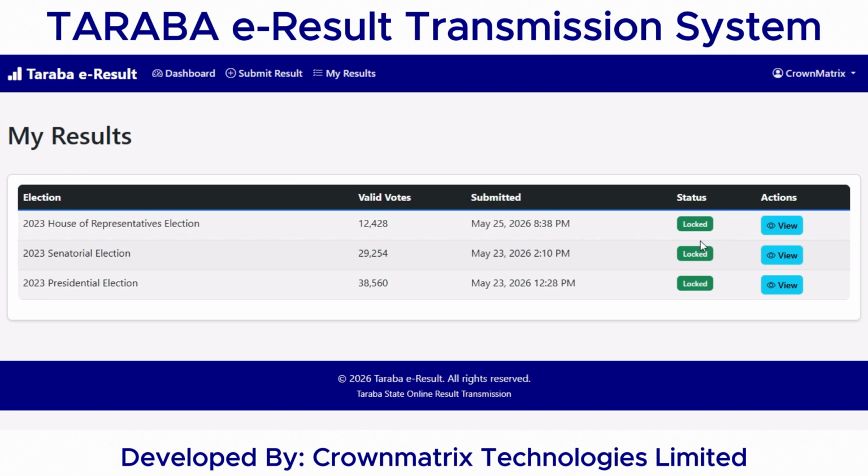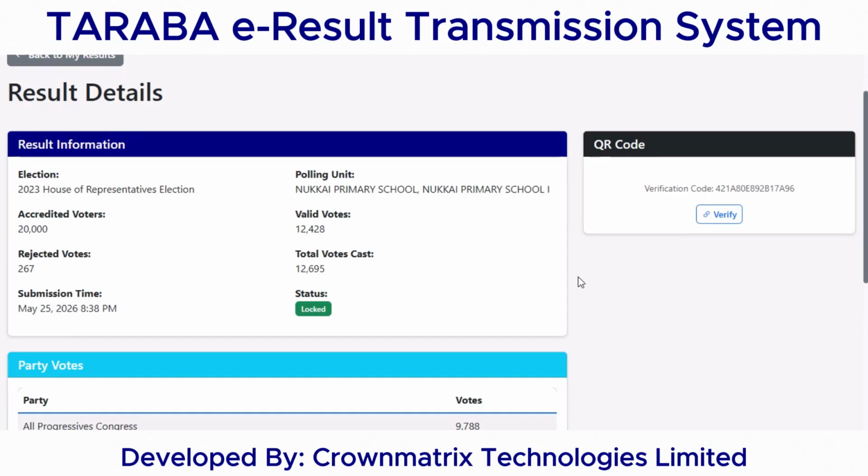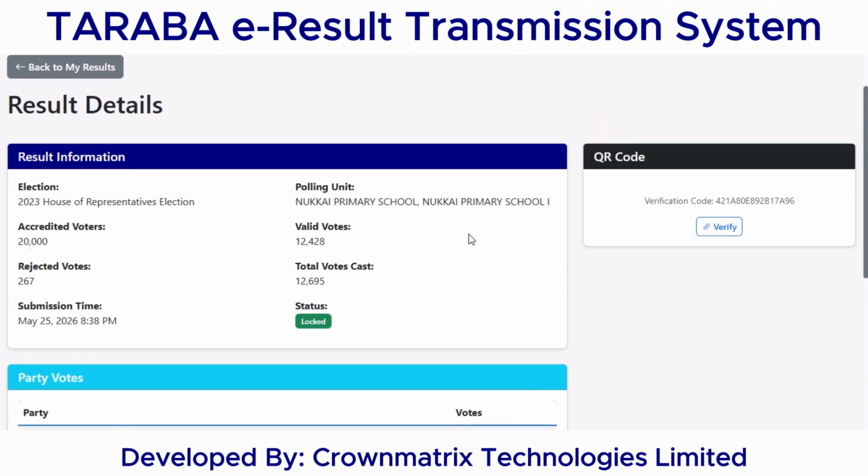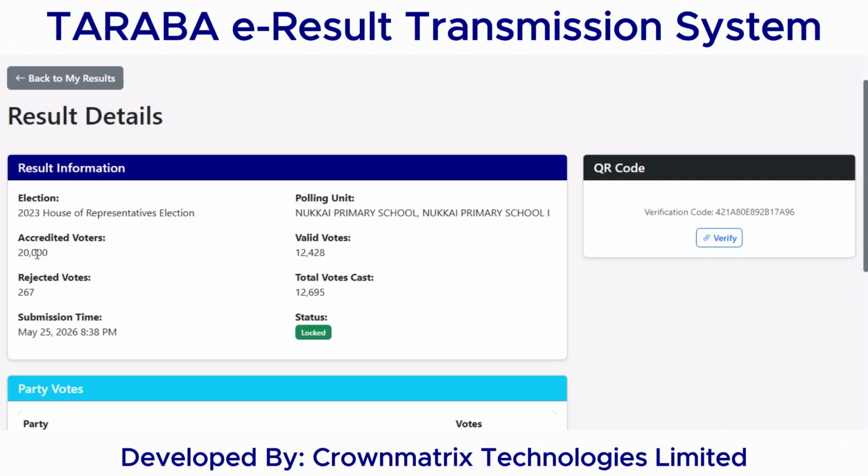You cannot edit it again. There's no way you can edit this. You can only view it. If you click on view, you should be able to view the result you just uploaded. As you can see, this is the result that was uploaded, and then this is the total accredited voters.